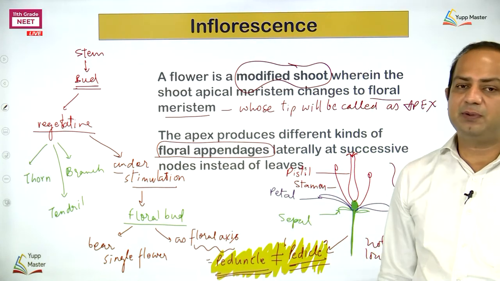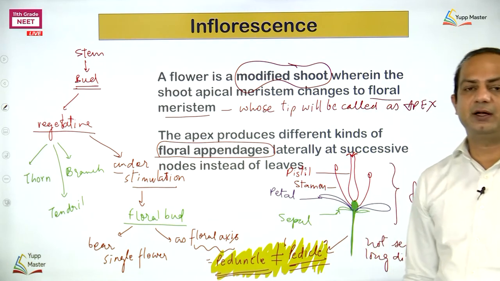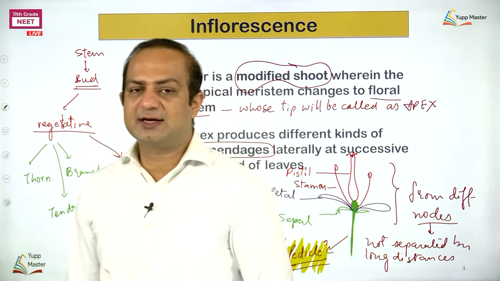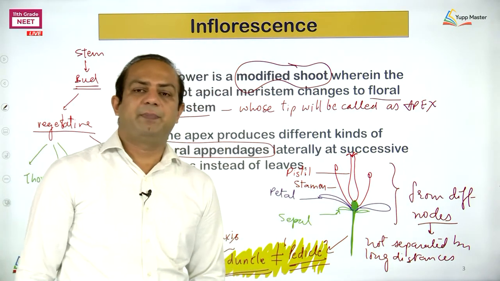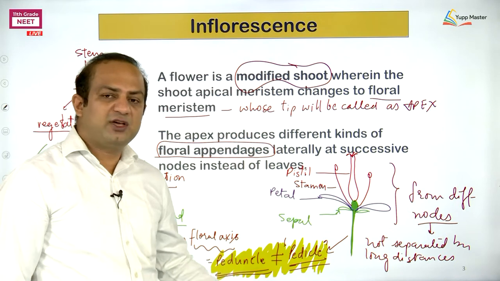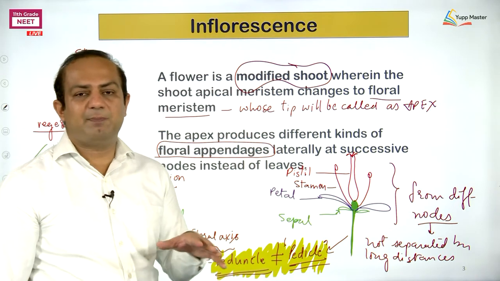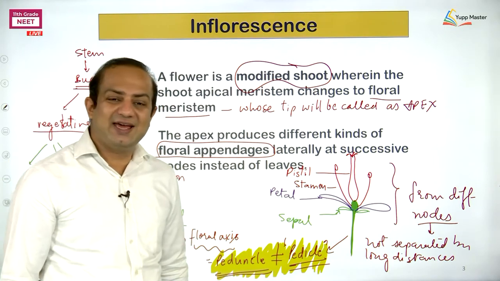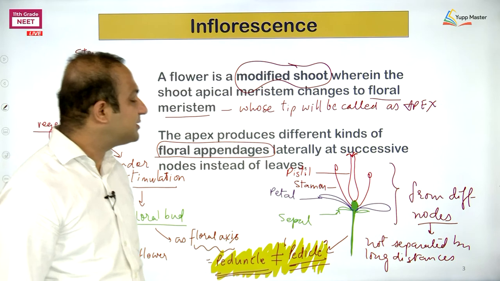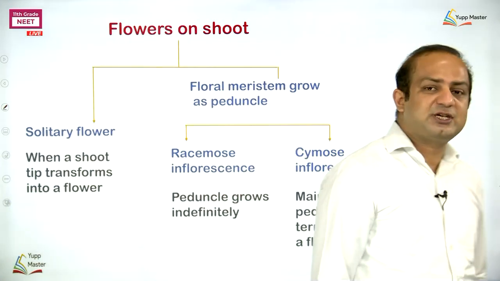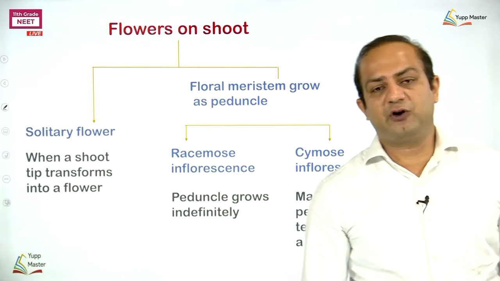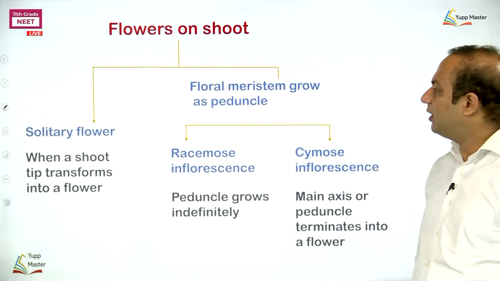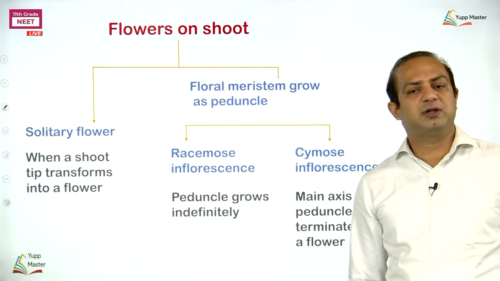The common axis that bears flowers is called peduncle. Here I repeat, the common axis, or the floral axis that bears flowers, is called peduncle, right? On which the flowers may be sessile or may be pedicellate. Now the next condition is, on the stem, the flower may be arising in different forms. How are they arising? Let's discuss over here, one after another, how they are same, how they are different.